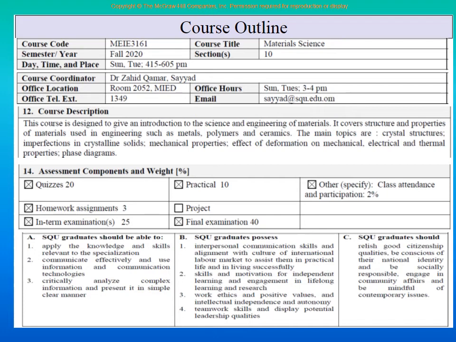Now this is the course description, which is there on the SQU website. It does not matter, you can read it, we will go through the course anyhow.